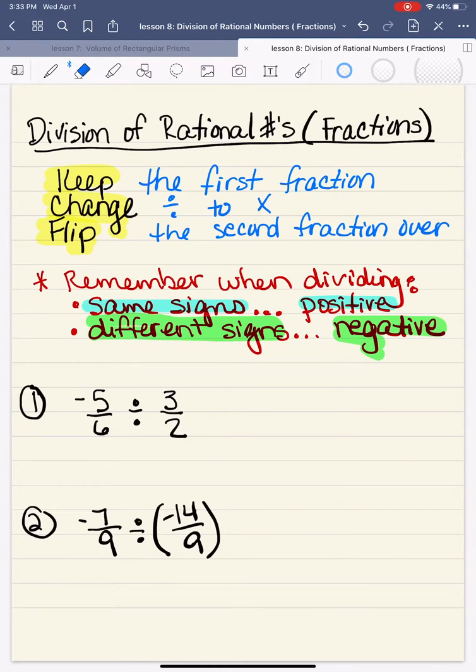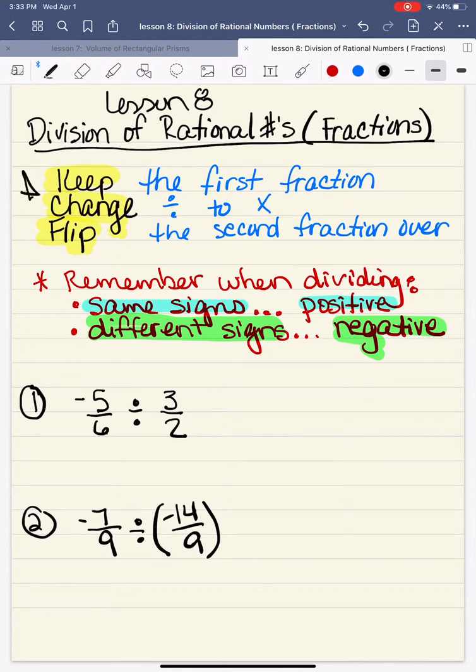In Lesson 8, we're going to look at division of rational numbers. We're going to combine two things that we've already practiced. We're going to divide fractions, but then we're also going to have to pay attention to positive and negative signs and determine which answer it will be.